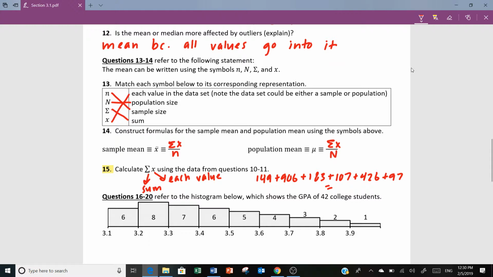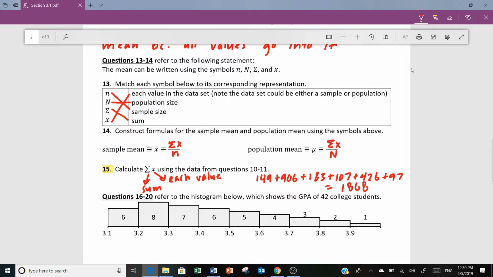And I actually didn't do that calculation. Let me see what it is. $18.68. Yeah. Any questions on number 15?